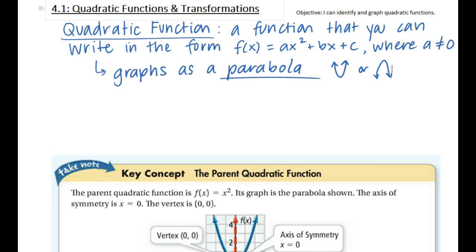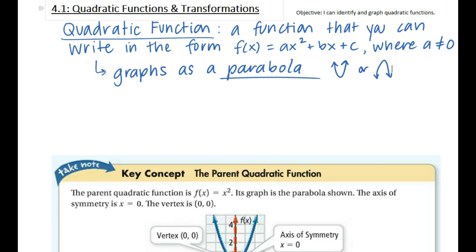It is a function that you can write in the form f of x equals ax squared plus bx plus c, where a does not equal 0. If a equals 0, then that would cancel out the x squared term, and then we would just be left with a linear function, which would be completely different. So you do need to remember that the biggest exponent for a quadratic function is 2. So x squared will always be part of the equation of a quadratic function.